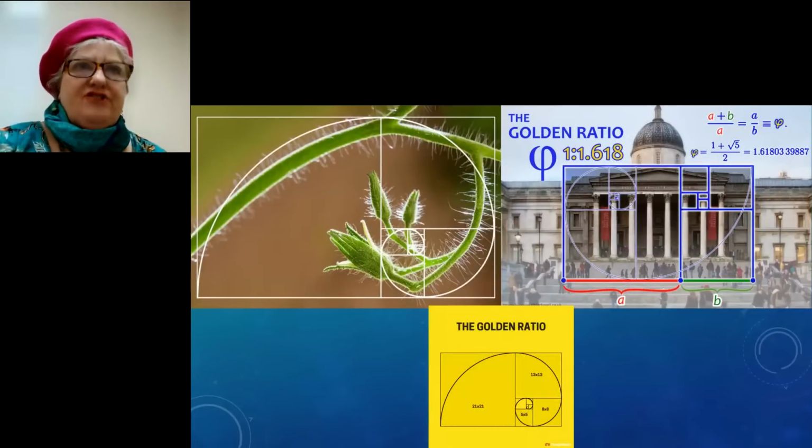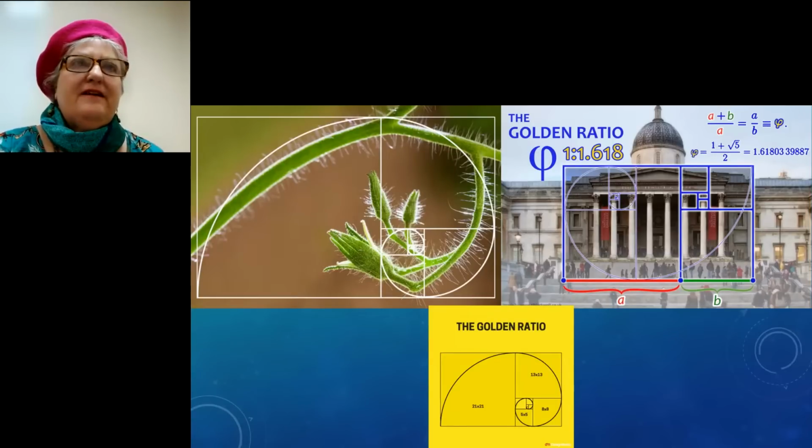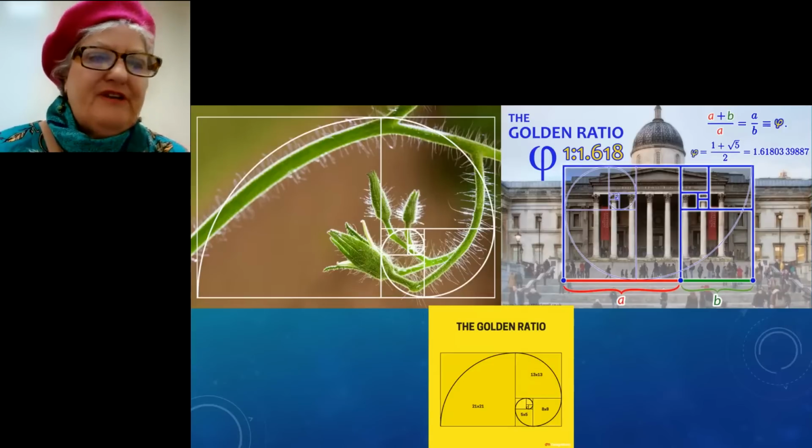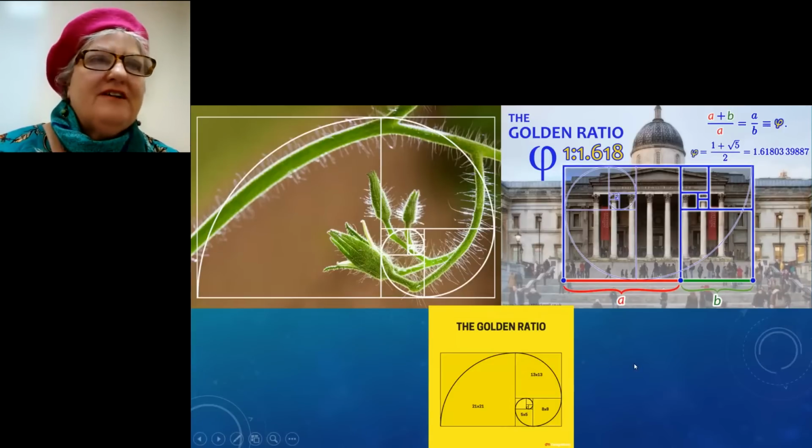It's the golden ratio, a constant of nature and a principle of sacred geometry. It is represented as the number phi, like pi, and it's 1.618. And we'll learn more about the golden ratio as we progress in our talk today.